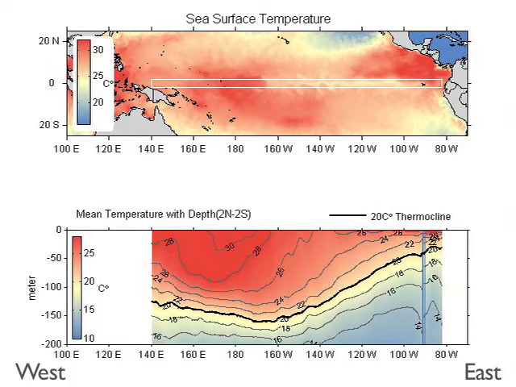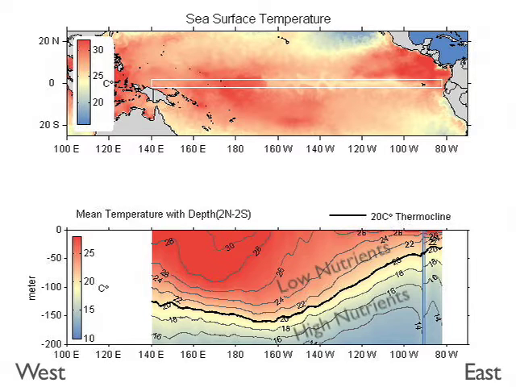The colder water, shown in blue, is shallower in the western Pacific than in the eastern Pacific. This is due to the westward wind at the equator pushing the warm surface water to the west. The 20 degrees Celsius isotherm, shown in the bold line in the second panel, depicts the thermocline. A thermocline is an area of rapid temperature change.